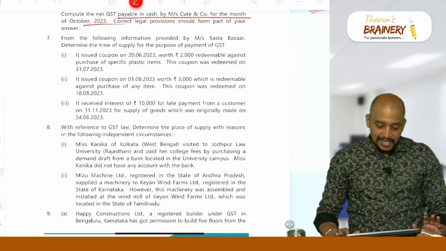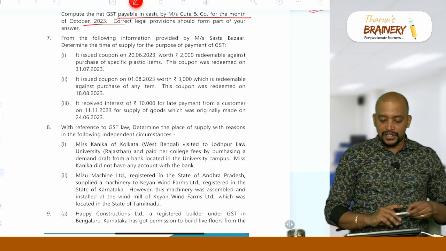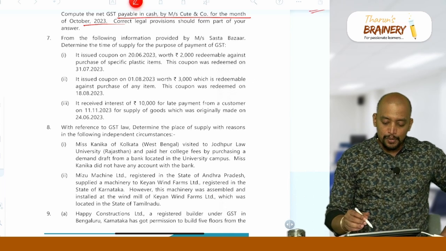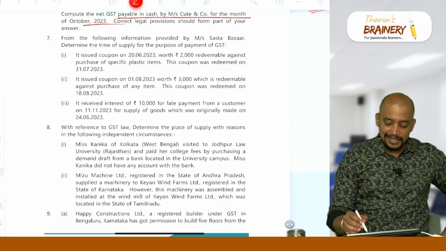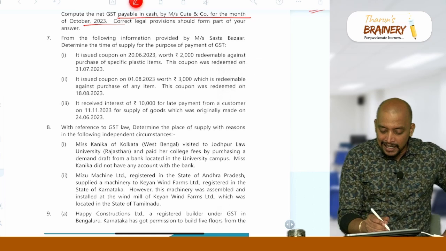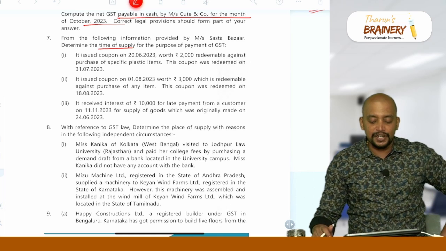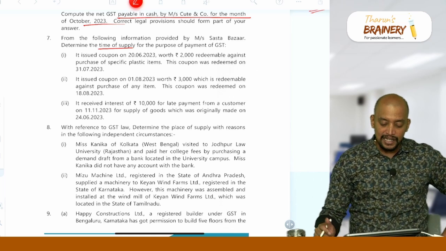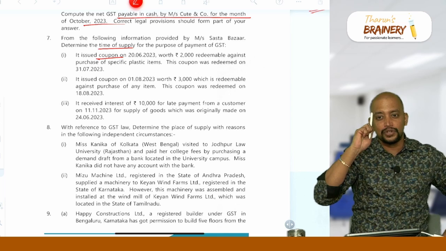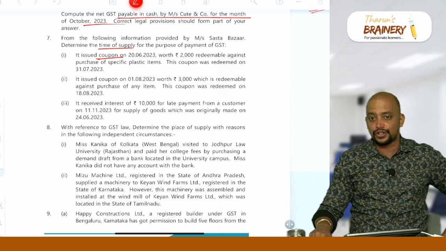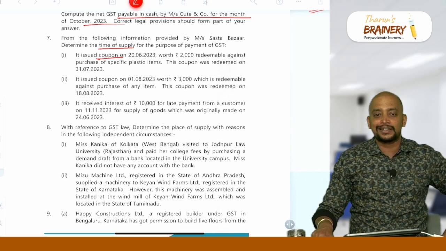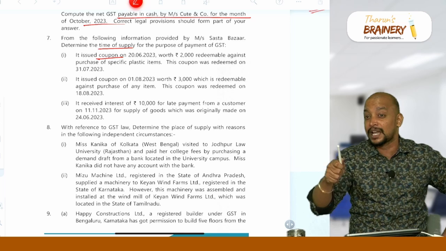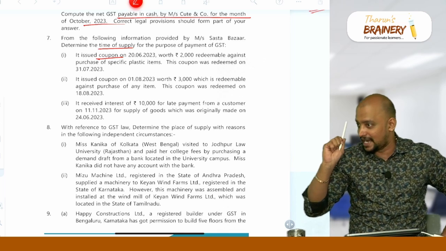Then question number 7. From the following information provided by Messrs. Sasta Bazaar, determine the time of supply for the purpose of payment of GST. It issued coupon, voucher, time of supply for voucher. It should strike in your mind. Identifiable voucher, at the time of issuance of voucher; not identifiable voucher, at the time of redemption. That should flash in your mind, okay.